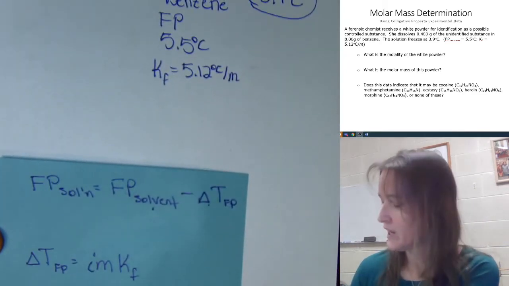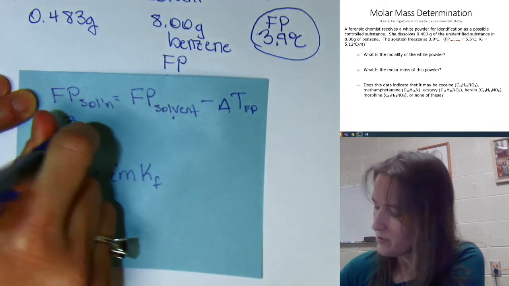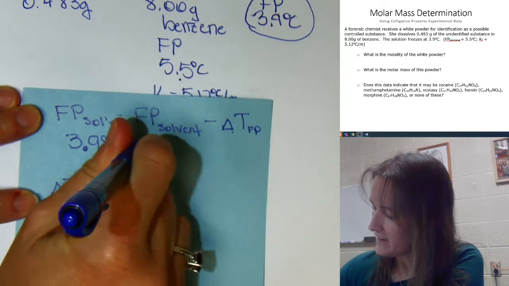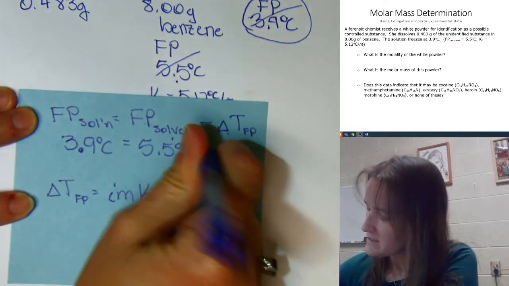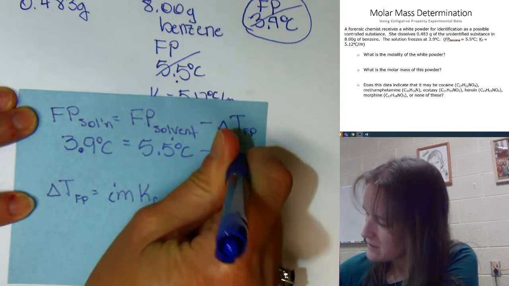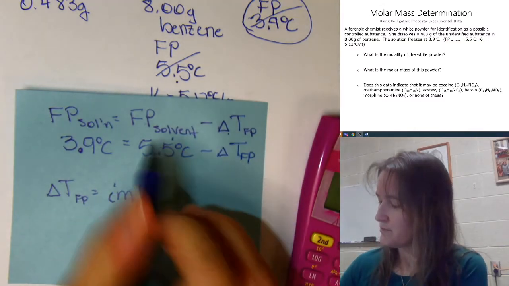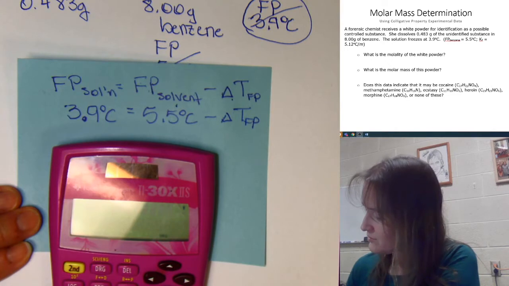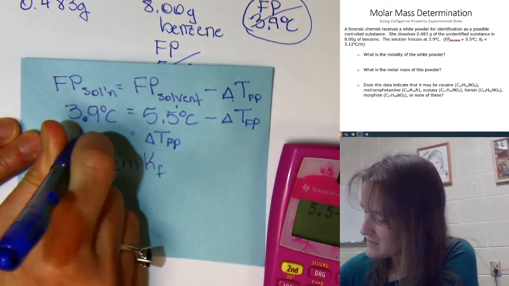So if we take this information and we also take our equations, the freezing point of the solution is 3.9 degrees Celsius. And the freezing point of our pure solvent is 5.5 degrees Celsius. So I've used this number and I've used that number. So I'm just going to cross it out so I can see that I've used it. And that will be how we figure out what our delta T is. That is the change that this freezing point underwent when the solute was dissolved. So if we rearrange, we take the 5.5 and we subtract the 3.9, and we get a change in temperature of the freezing point of 1.6 degrees Celsius.